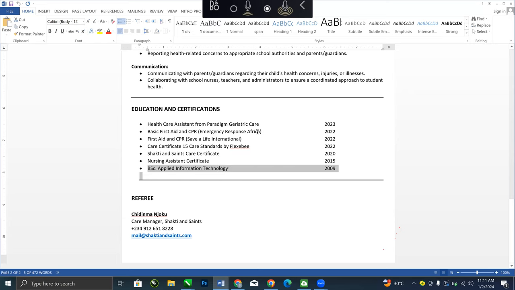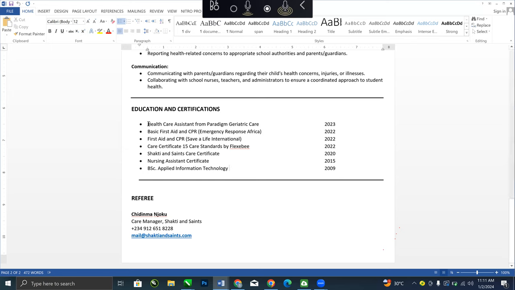Some people whose CV is not yet full, you can put the name of the school, no problem. You can put the name of the school where you got the certifications from, but list the ones that are relevant to this CV before the ones that are not relevant. There's nothing in BSc Applied Information Technology that has to do with what we're talking about here. So list it out and put the year. You can choose to put the name of the institution, or you can choose not to.